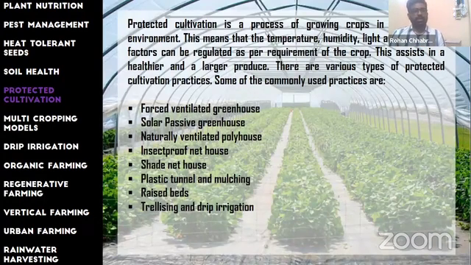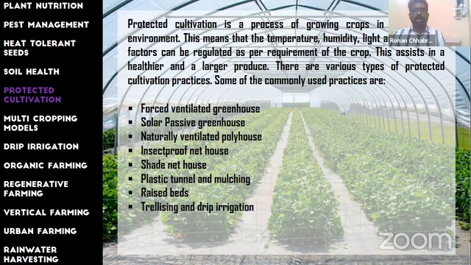And then basically, we move on to protected cultivation. So, protected cultivation is a process of growing crops in a controlled environment. This means that the temperature, humidity, light, and such other factors can be regulated as per the requirement of the crop. This assists in a healthier and a larger produce.